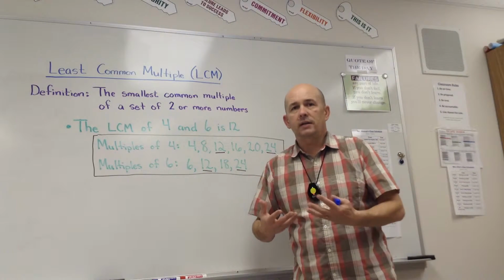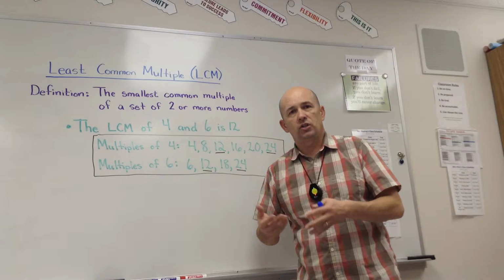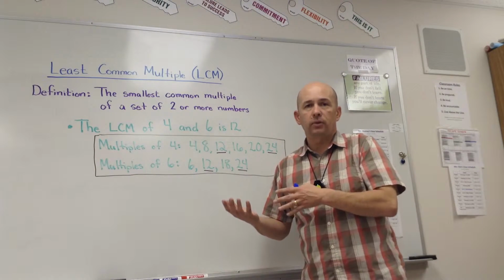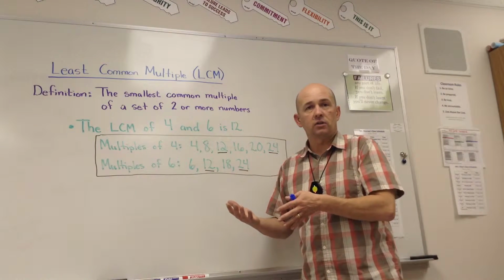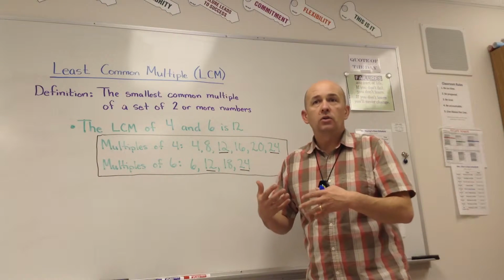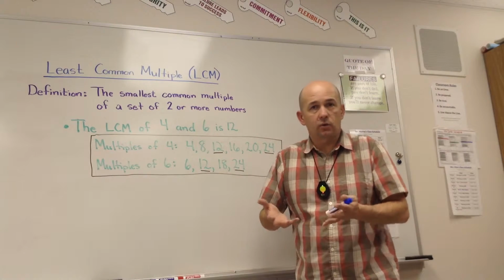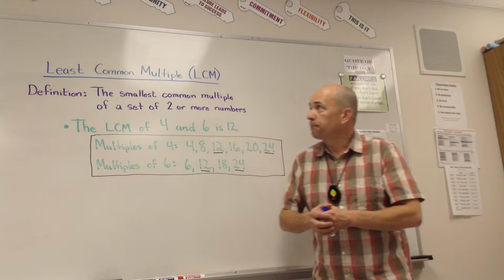Just like we use greatest common factor when we're working with fractions to get the lowest terms, we use least common multiple when we're working with fractions or with ratios to help us come up with a common denominator so it's easier to work with the fractions. That's really the purpose of them.